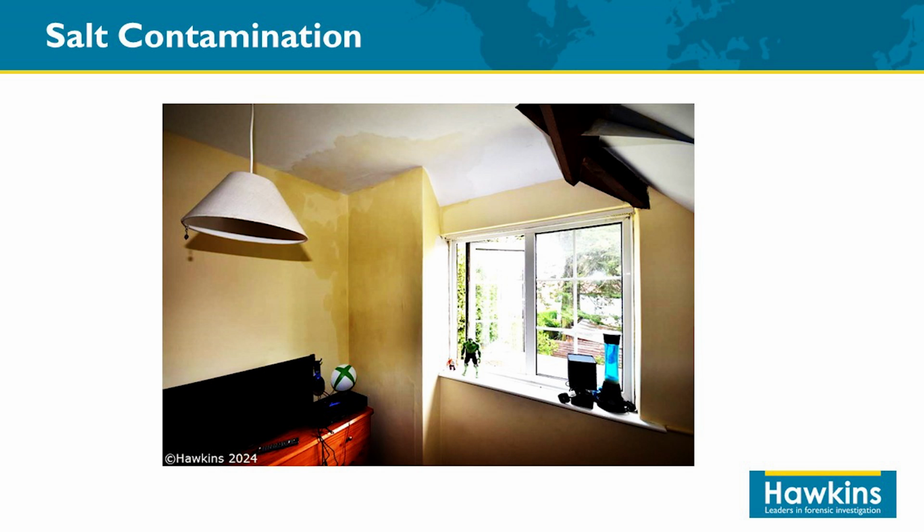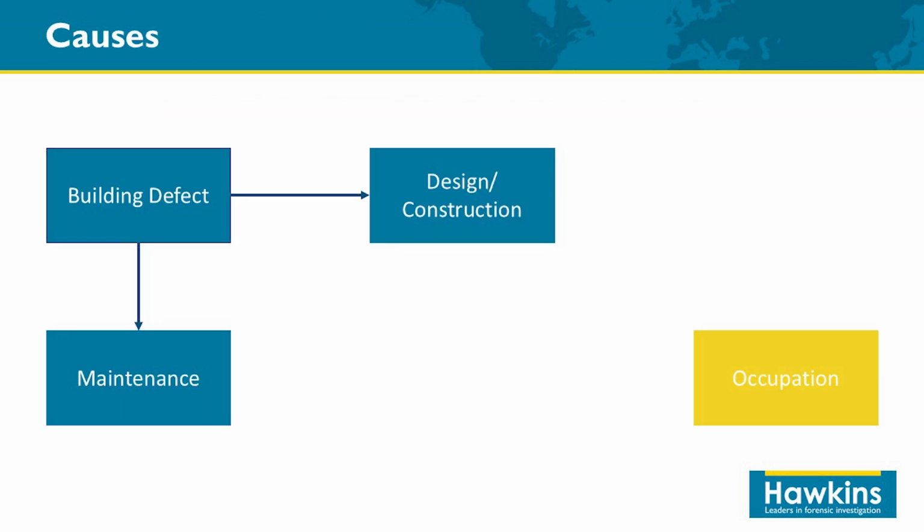But this one, his tenant kept complaining, he didn't know what the problem was, and you do all sorts of things to it and you couldn't sort it out. So looking at the causes, is it a building defect that's caused the damp? Is that to do with design or construction? Or is it something linked to the maintenance of the property?